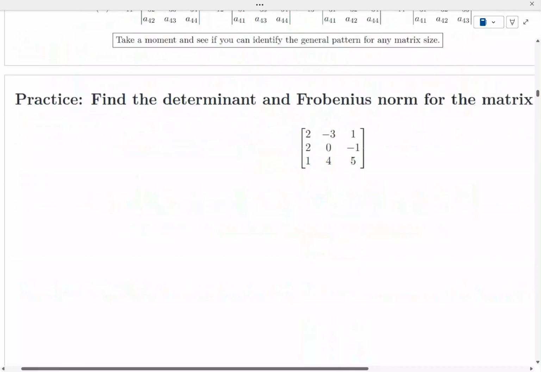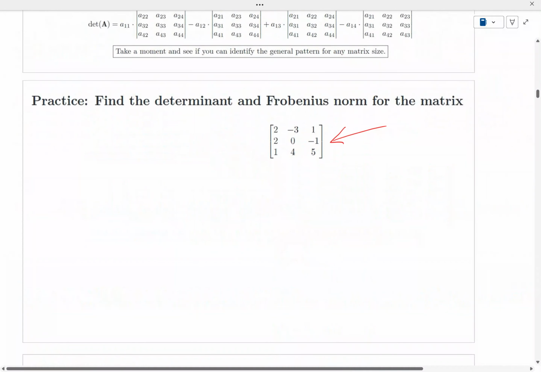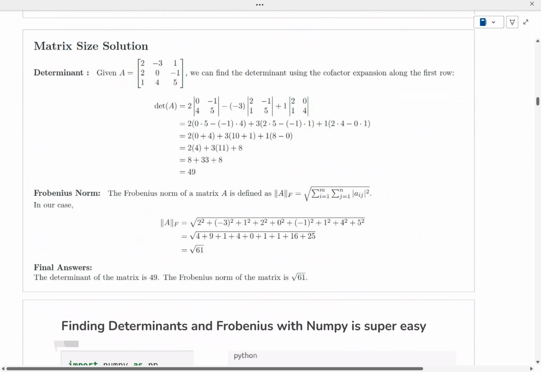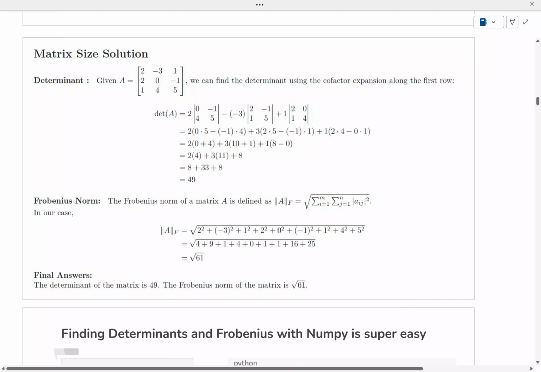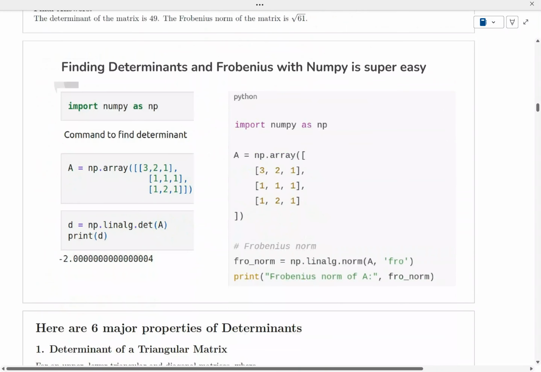So for now, why don't you pause the video and see if you can find the determinant and the Frobenius norm for the matrix. For the Frobenius norm, you can just leave it in this form. You don't have to actually calculate it out. All right, so pause the video. I'm going to move on. Over here is the solution. Take a moment, make sure you understand the solution. Now, finding determinants and the Frobenius norm using NumPy is quite easy.